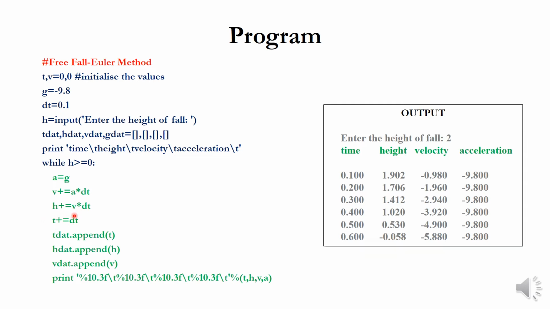Then the time is incremented. Then these calculated values are appended to their lists and they are printed as a table. The output is like this. As the time proceeds, the height decreases and reaches a value less than 0 and it exits the loop. The acceleration is constant and the velocity is increased. So this is the output for the freely falling body.